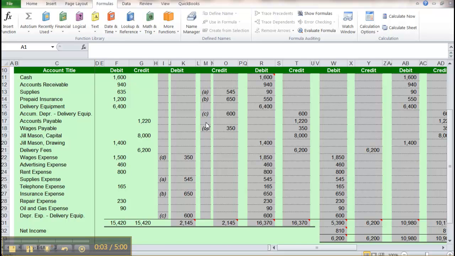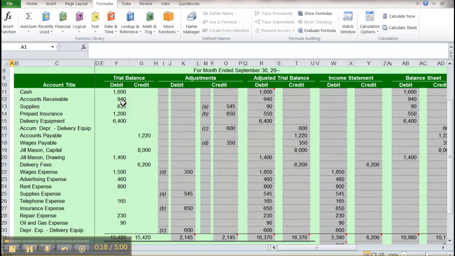Ch5-14A, we're going to look at doing adjustments and completing a worksheet that has a net income. So in your textbooks for 5-14A, you can follow along. We have the trial balance. Let me scroll up. We have our account titles and our trial balance, which is our first set of columns.